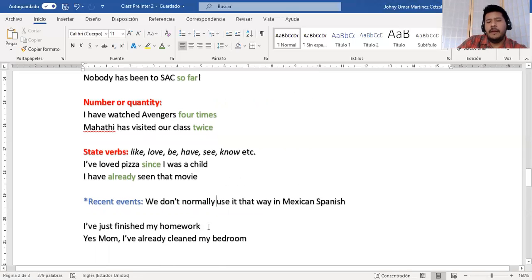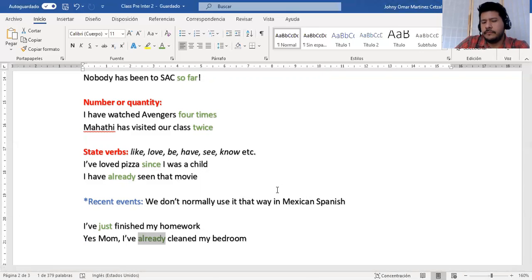I've just finished my homework. Here's another word that you can consider that is very, very common with present perfect. I've just finished my homework. And another: "Yes, mom, I've already cleaned my bedroom." This is another good example and another word. Now, think about the translation into Spanish. I've just finished my homework. What is that in Spanish? How do you say it?